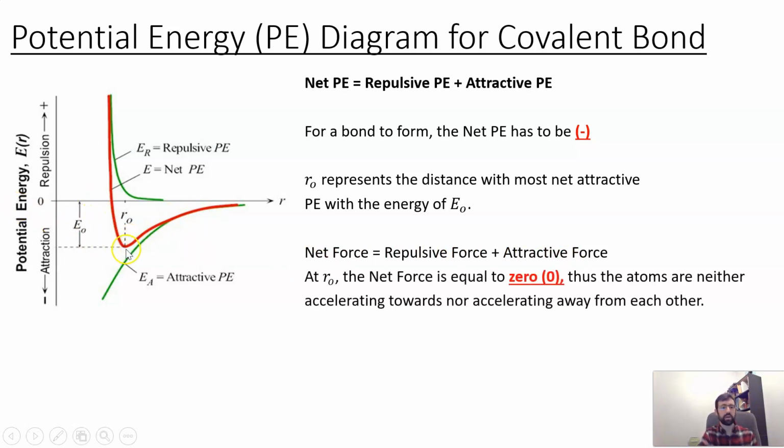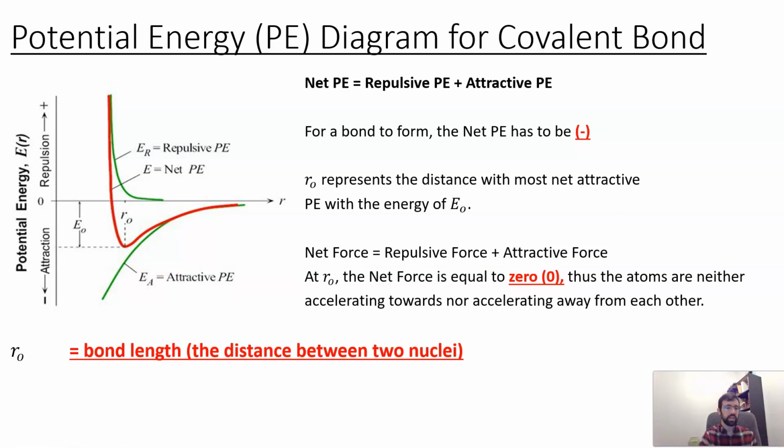And at R0, that force is 0. The net force is equal to 0, because the atoms are neither accelerating towards each other nor accelerating away from each other. They're not trying to get closer together. They're also not trying to get farther apart. So R0 is known as the bond length. That's the distance between two nuclei in their most stable form.